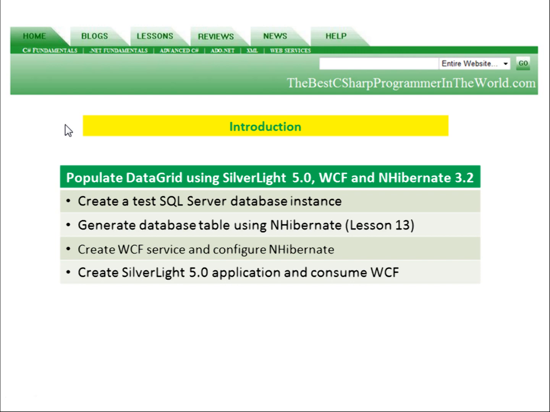In lesson 14, we're going to populate a DataGrid, which is hosted in a Silverlight 5.0 application. And we're going to create a WCF service, which uses NHibernate 3.2 to populate and retrieve the data for the DataGrid. We're going to create a test SQL Server database instance. Then we're going to create a database table using NHibernate.